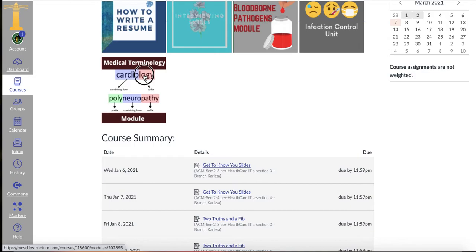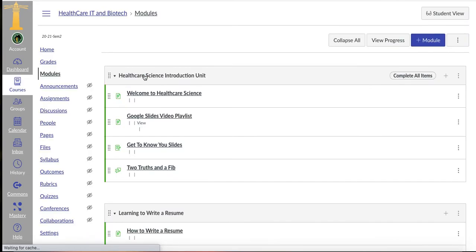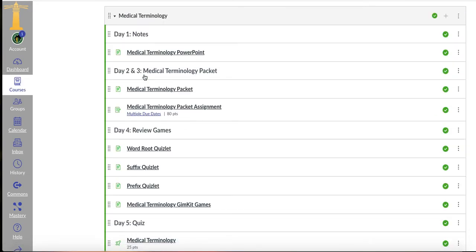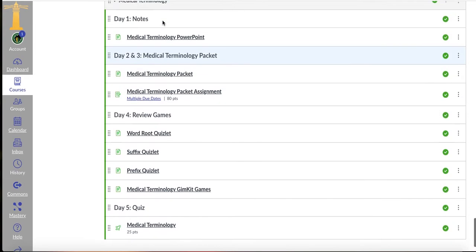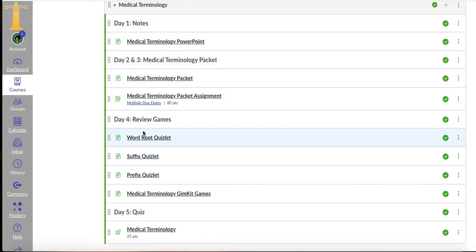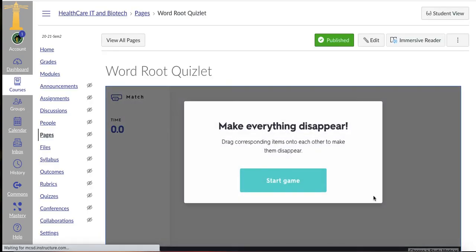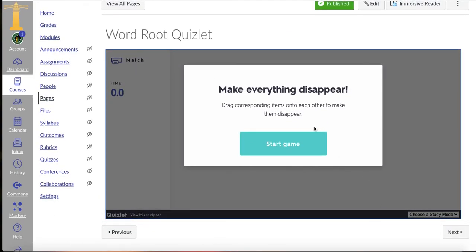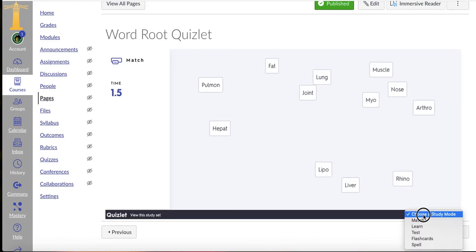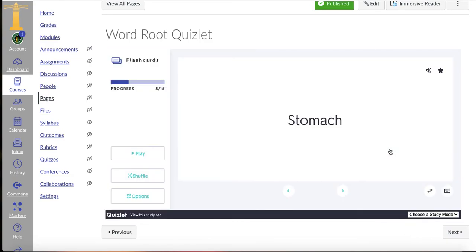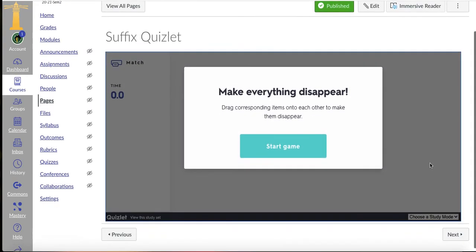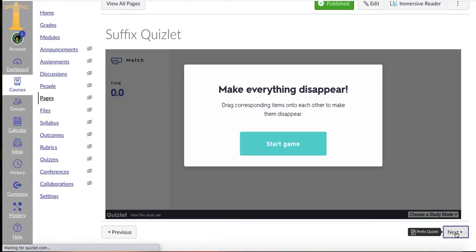Okay, so if I click on the medical terminology module, we've done all of this stuff. So now what you have are Quizlets to go through. You've got this Quizlet to review, but I also believe I gave this to you the last time. So you can start here. You can change it to however you'd like to learn it. So you can do flashcards. Let me click next. You have the same thing with suffixes and prefixes.